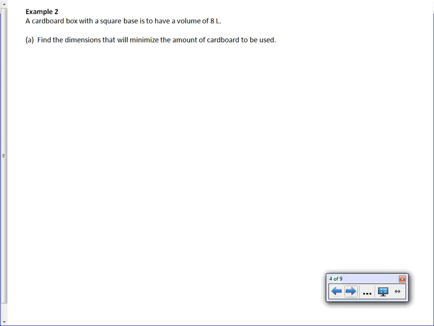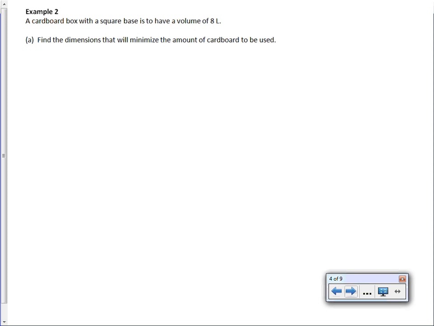Example 2. A cardboard box with a square base is to have a volume of 8 liters. Find the dimensions that will minimize the amount of cardboard to be used. So we're entering 3 dimensions now. Can we draw this cardboard box for ourselves? It's a square base. Whenever you think box, most of us default to L W H, right? Length times width times height.